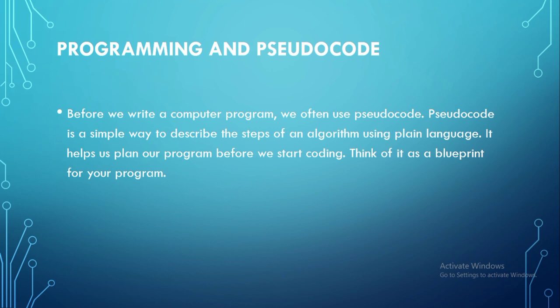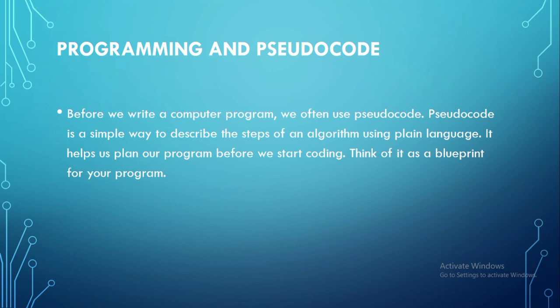This means that pseudocode is a simple way to describe the steps of an algorithm using plain language. It does not use any programming language syntax, so anyone can understand it, even if they are not familiar with coding. You can think of pseudocode as a blueprint for your program.